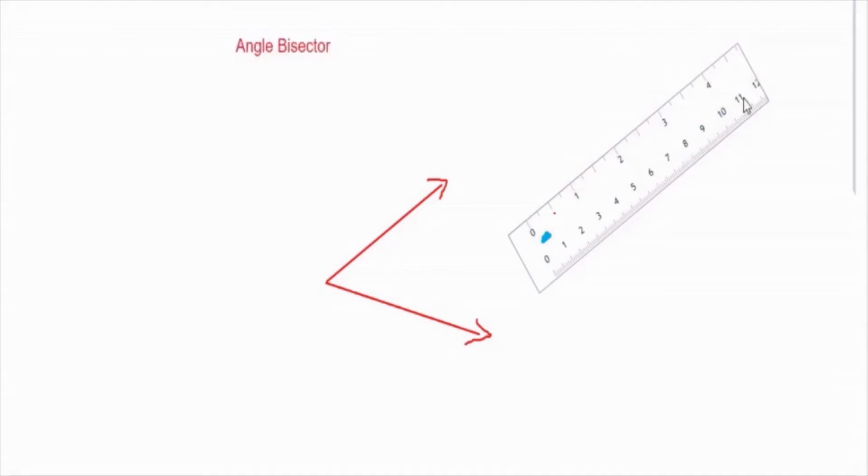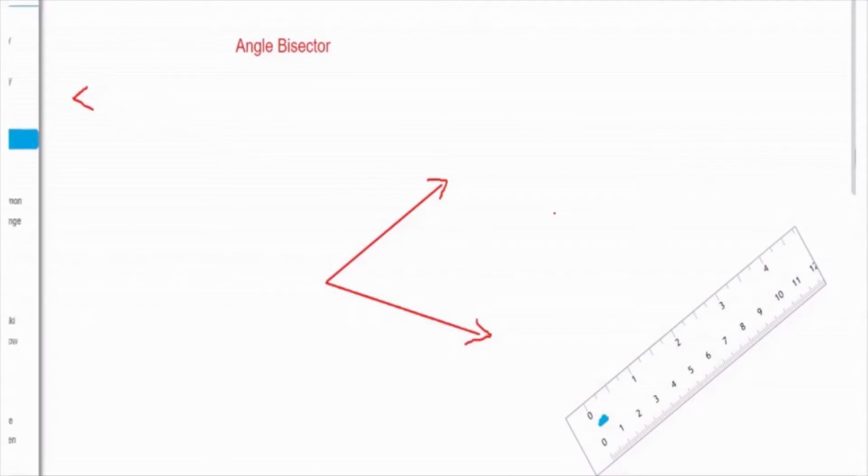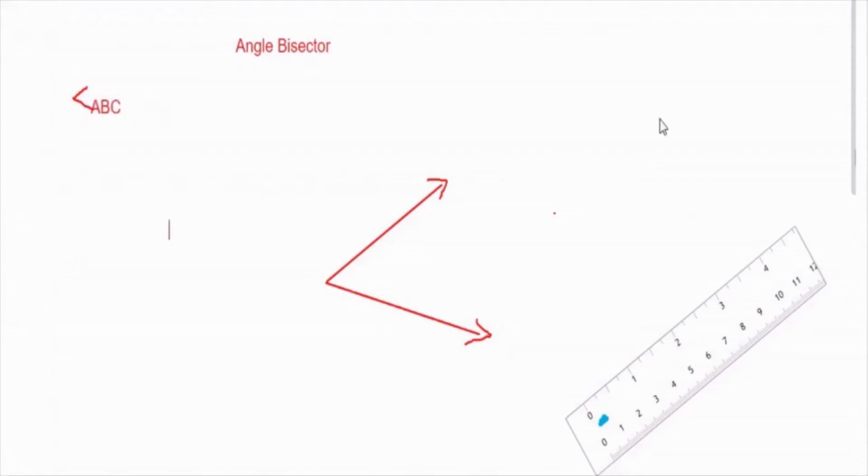Now to draw angle bisector, first of all I can name this angle if required. The angle can be named as angle ABC. The vertex will be B, the other arm will be C.